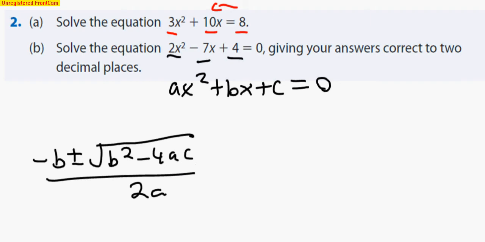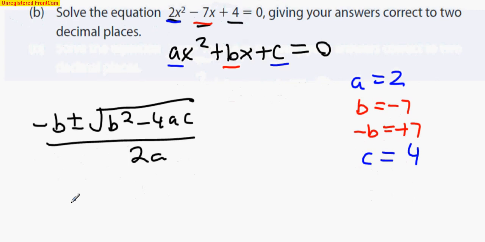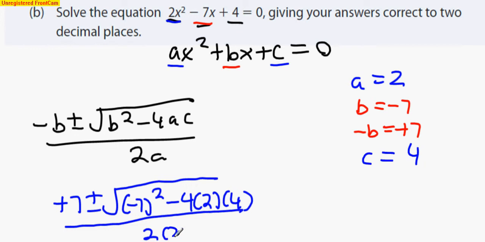Now we have to find out what each one is. A is 2. This comes in front. B is minus 7. And this will make minus b equal to plus 7. And c equals 4. So we're going to put these into our equation. So what we can get is plus 7 plus or minus the square root of 7 squared, or b squared, which is minus 7 squared, minus 4 times 2 times 4, all over 2 times 2.